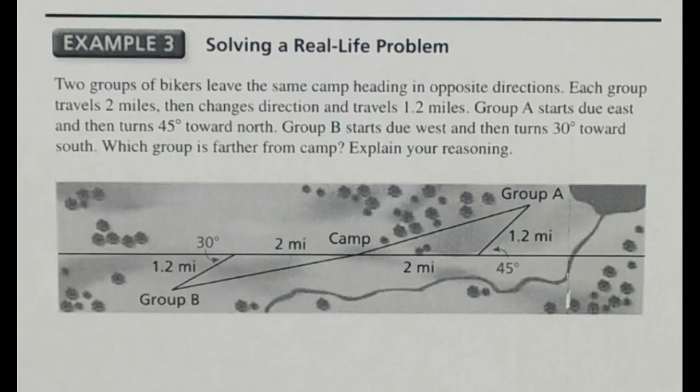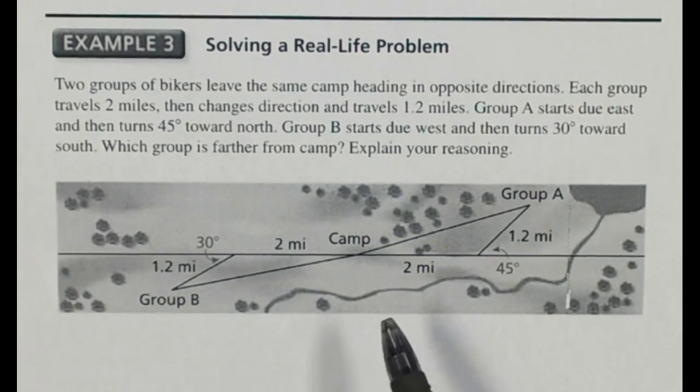Alright, example 3, here's a real life problem. Two groups of bikers leave the same camp heading in opposite directions. Each group travels 2 miles, then changes directions and travels 1.2 miles. Group A starts by going due east and then turns 45 degrees north. Group B starts west and turns 30 degrees south. Which group is farther from the camp?